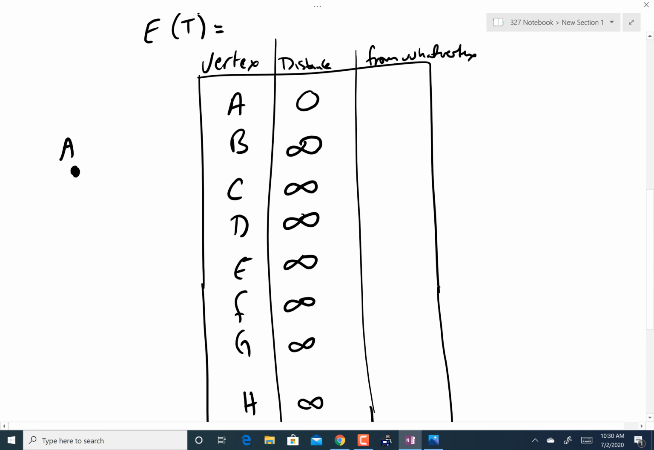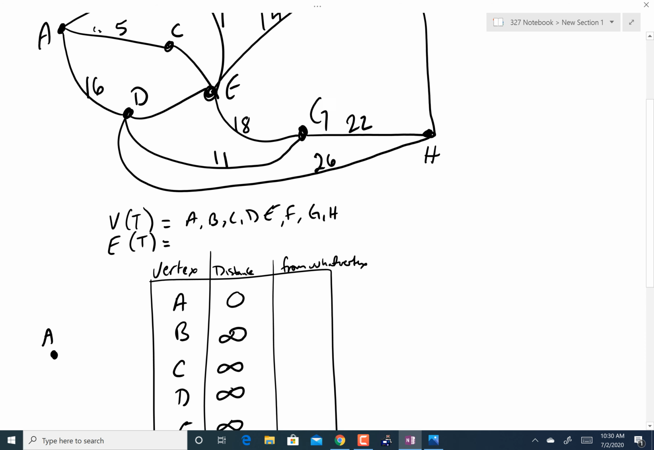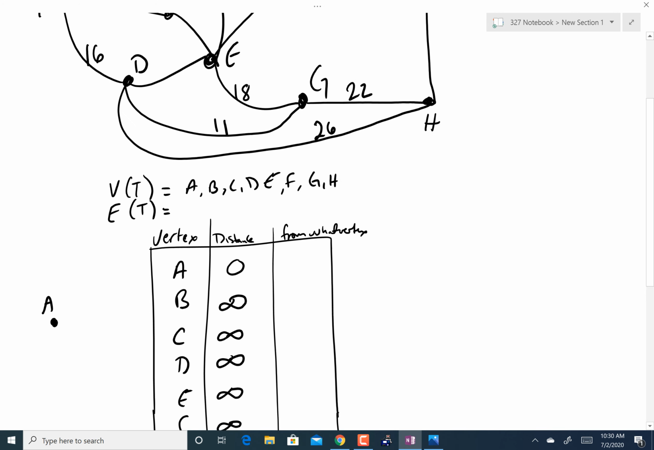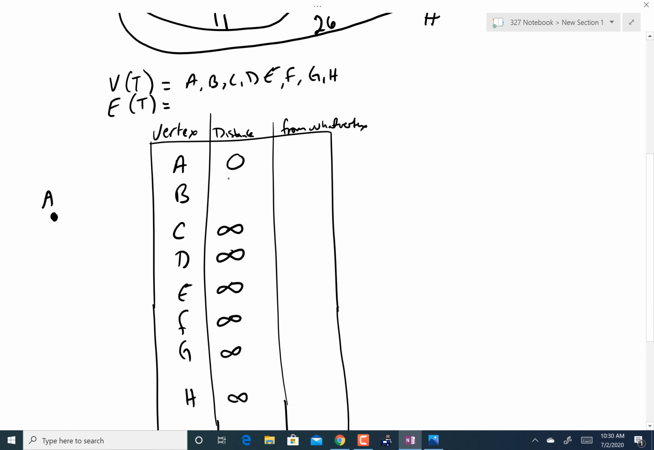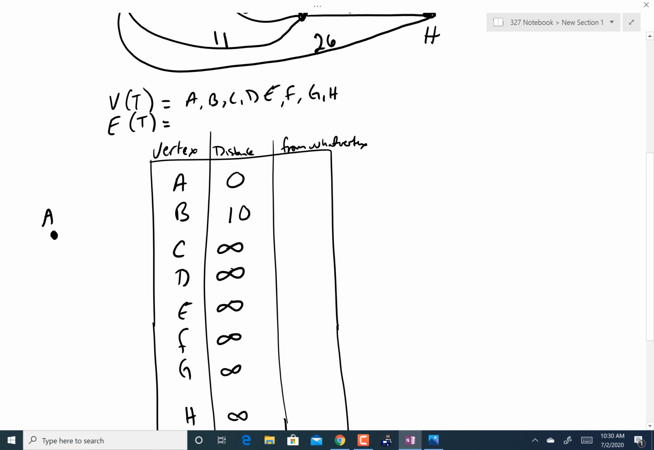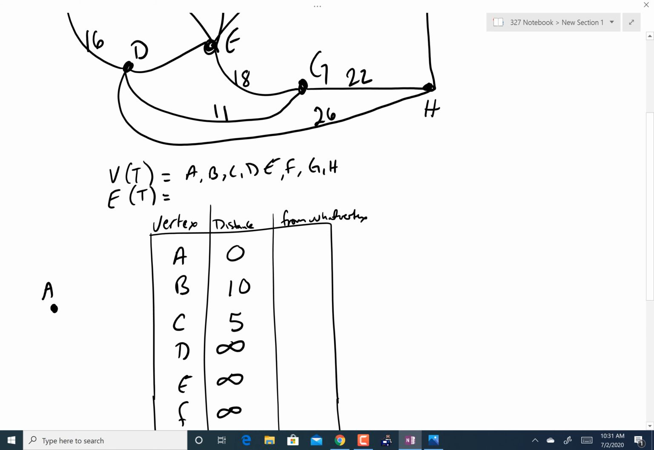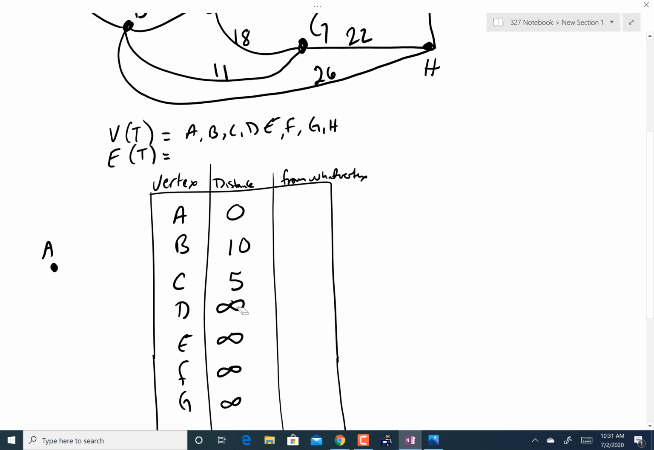And where did my picture go? I forgot where my picture went. Is it up here? Yes, there it is. So A to B is 10, obviously, because that is 0 from A to A, and then from A to B is 10, so 0 plus 10 is 10. Cool. From A to C is 5. Again, that's 0 plus 5 is 5. And then, of course, A to D is 16. Notice we didn't fool with the other ones, so as far as we're concerned, they're still infinitely far away.